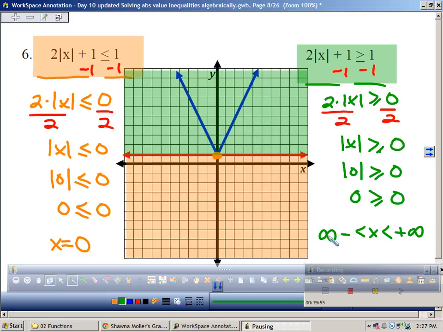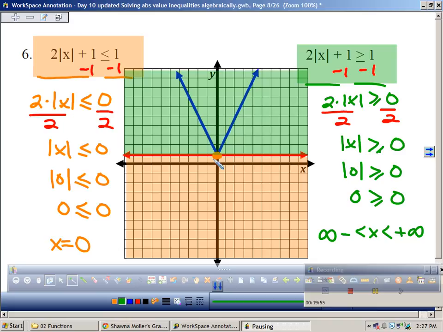And you kind of just have to look at the graph, right? So if this was not included, then we would have to say every number but 0, because at 0 it's equal to. Okay, so it would be all real numbers.